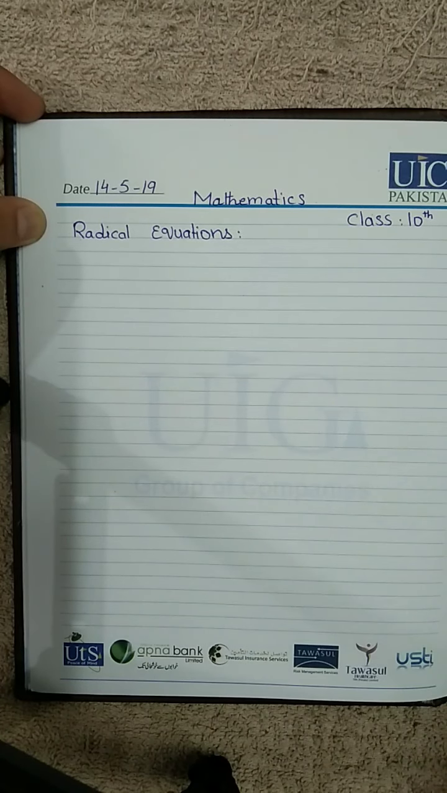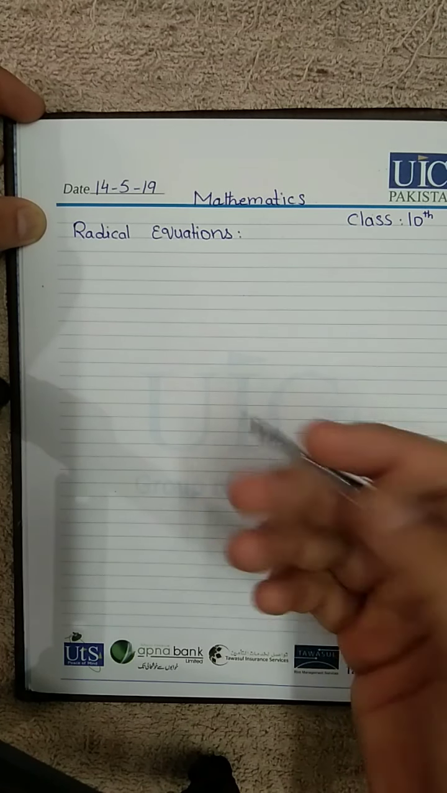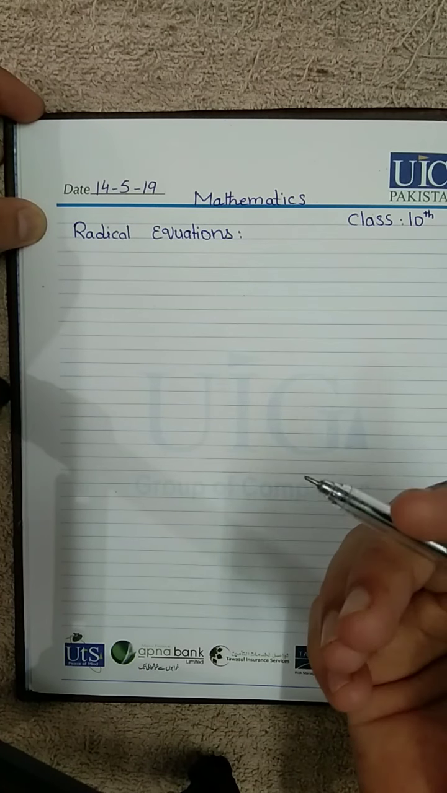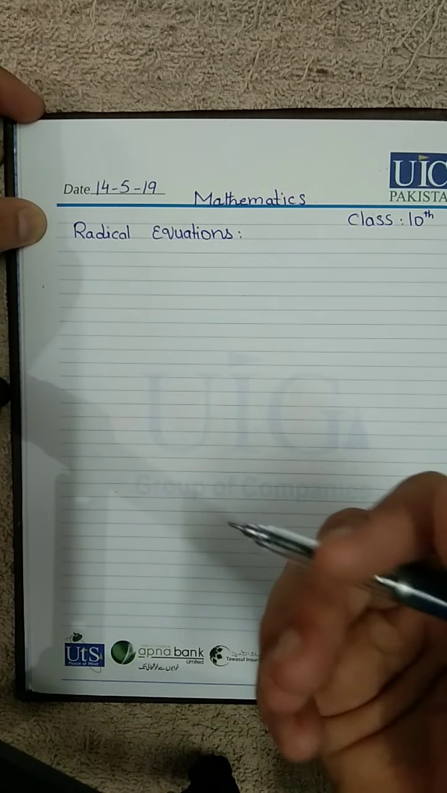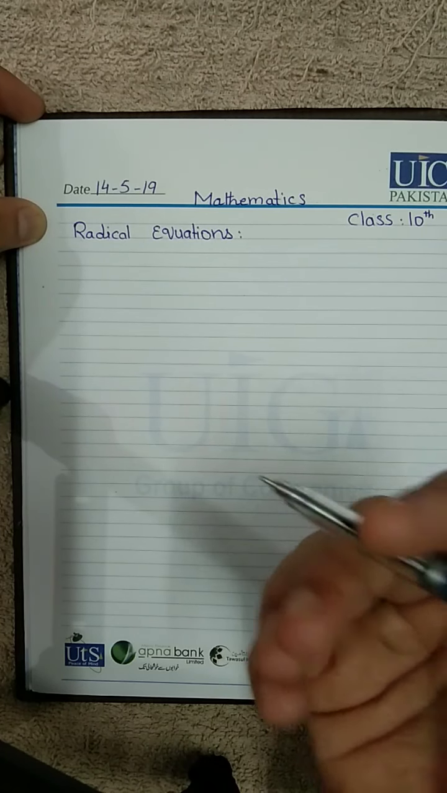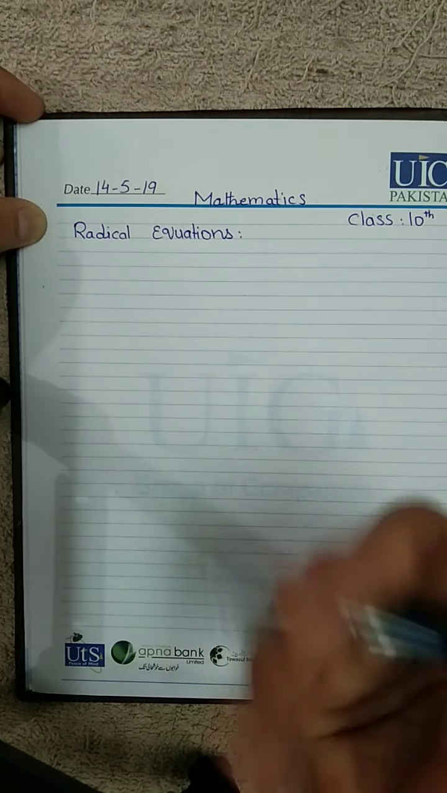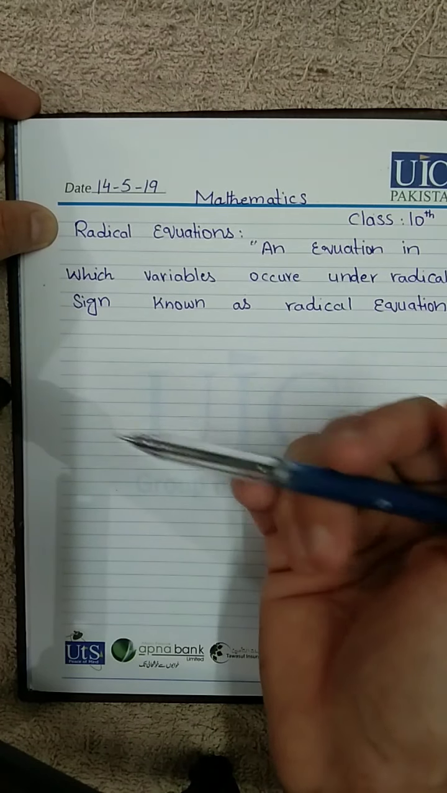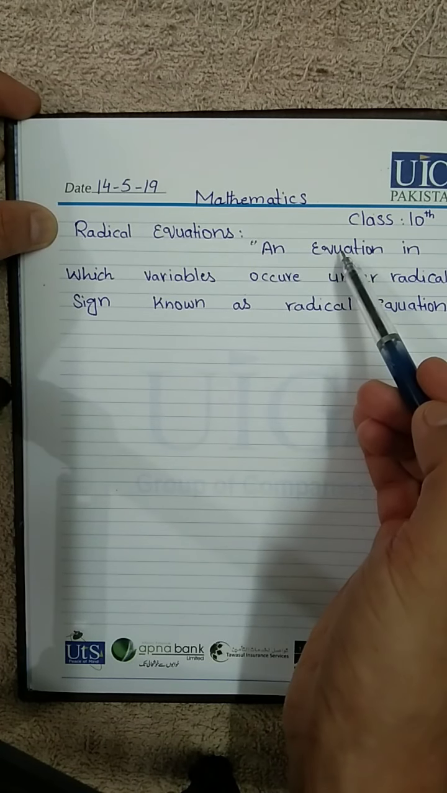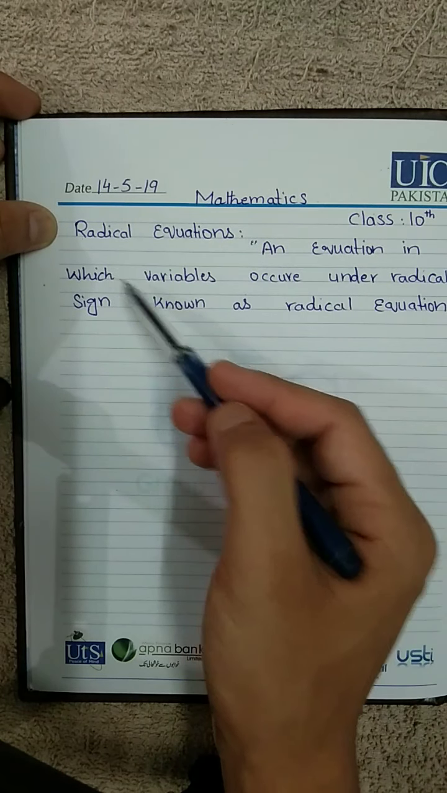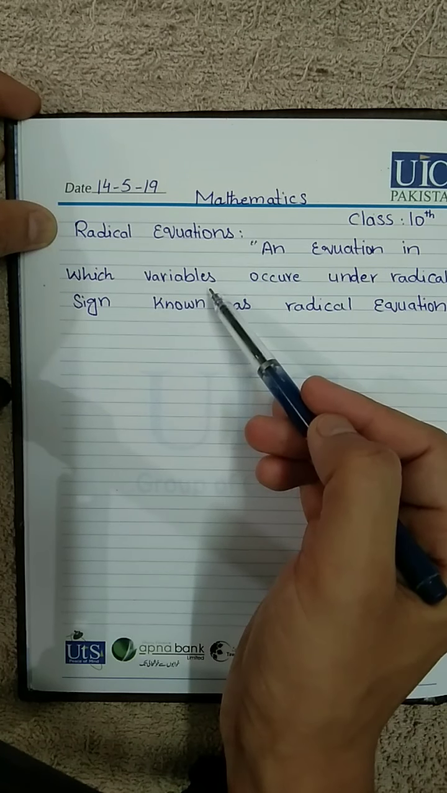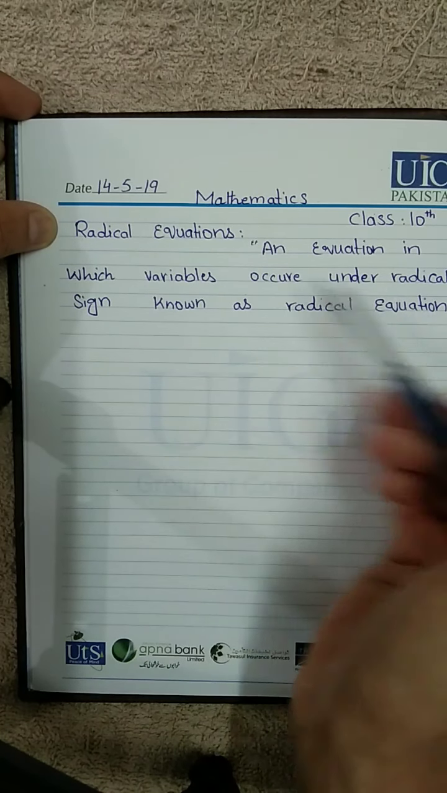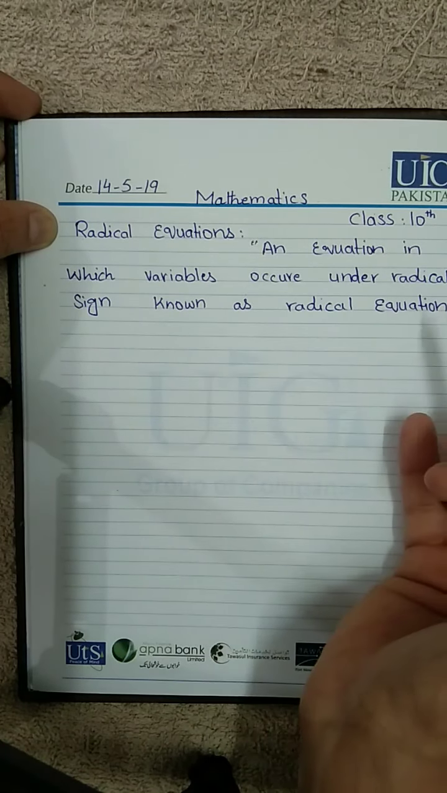Today we are going to discuss radical equations. What are radical equations actually? An equation in which variables occur under the radical sign is known as a radical equation. I'm going to write here. Here you can see the wording: an equation in which your variables, your unknown terms x, y, z, it can be any of them, occur under the radical sign is known as a radical equation.